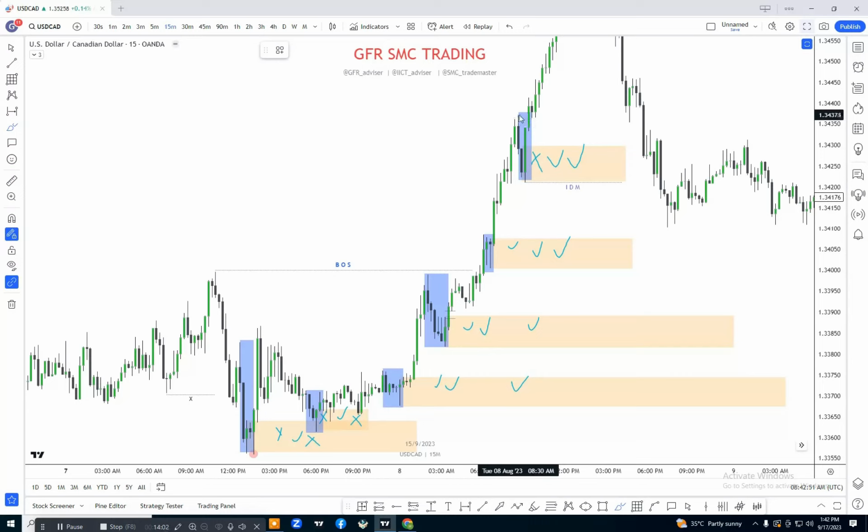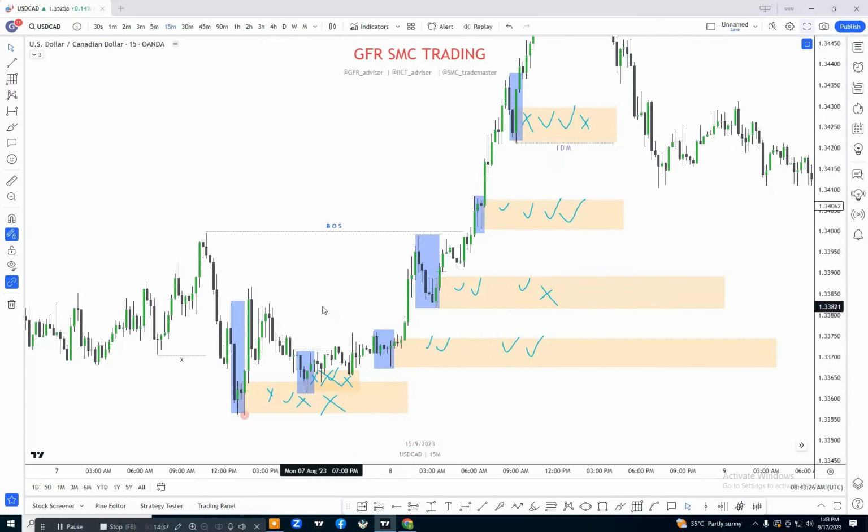This order flow was mitigated with this candle, so it's not valid anymore. This order flow is unmitigated, so it's valid for now. This order flow is mitigated with this low, so it's not valid anymore. This order block is unmitigated, so it's valid for now. This order block is mitigated with this low, so it's not valid anymore. This order flow is also mitigated, so this will be no longer usable.